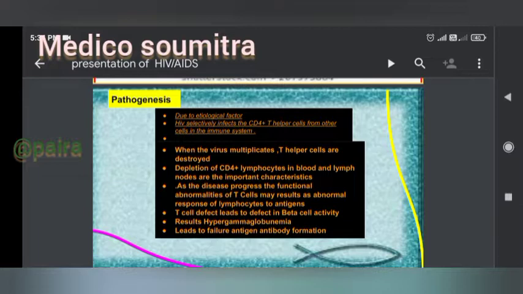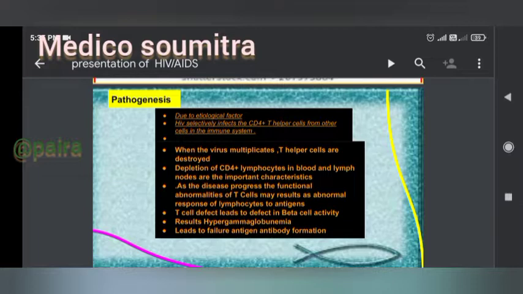Because of that, we can see the abnormal response of the lymphocytes, the WBC. Because of that, we can see hypergammaglobulinemia, the immunoglobulin will be more, and the antigen and antibody reaction will be imbalanced and interrupted, the failure of antigen antibody formation. Because of that failure of antigen antibody formation, the child will be more prone, more likely to get infected with any kinds of infections or diseases. Understand? So that is the pathogenesis.